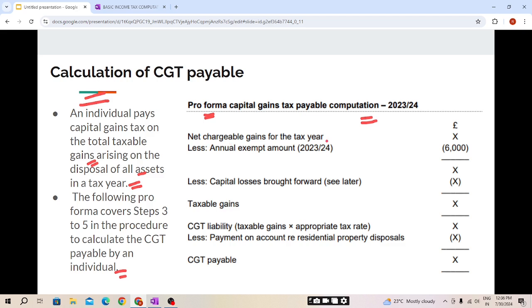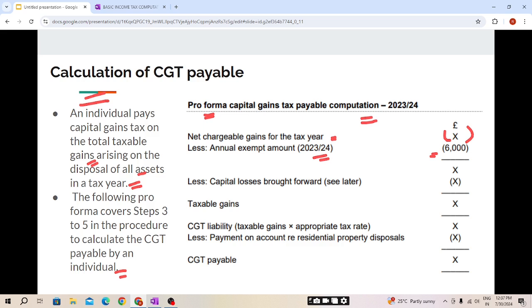Net chargeable gains for the tax year. This we have already calculated in step number 1 and step number 2. And step number 3 was, students, the annual exempt amount. The annual exempt amount for Finance Act 23 is 6,000 pounds. This is the amount on which we will not be paying the capital gains tax.